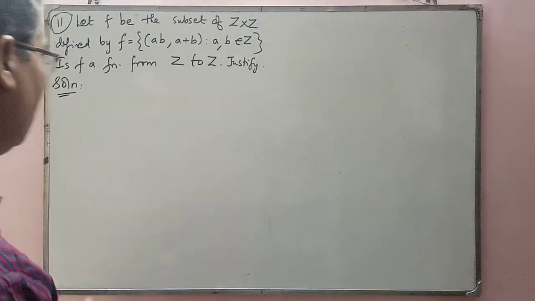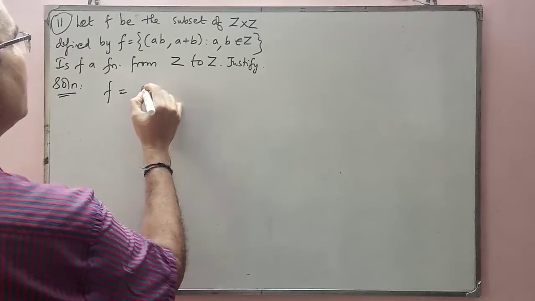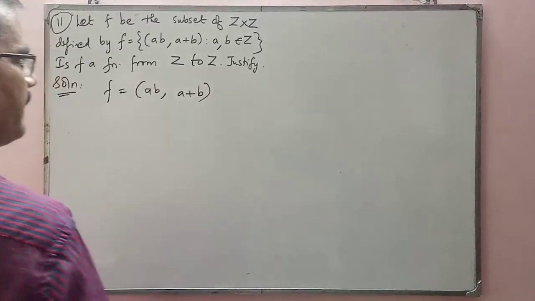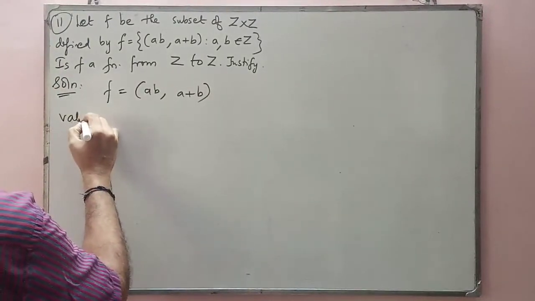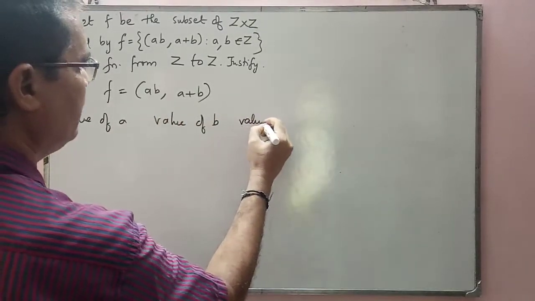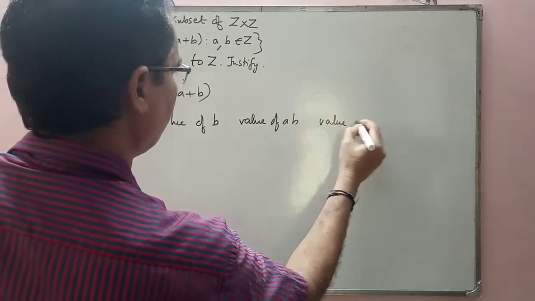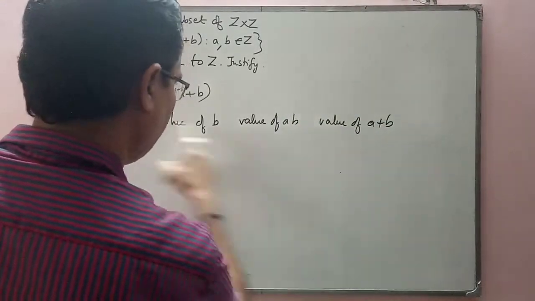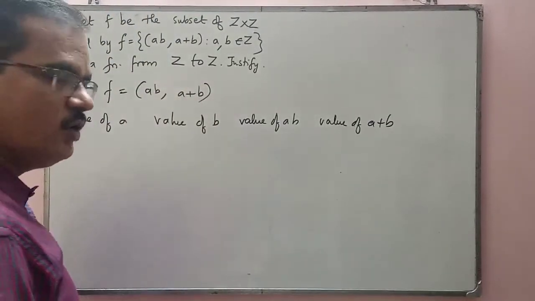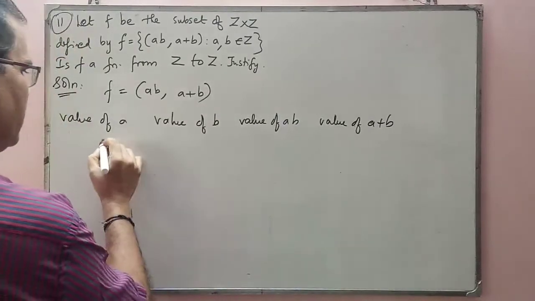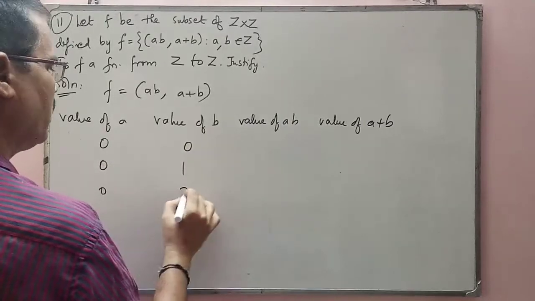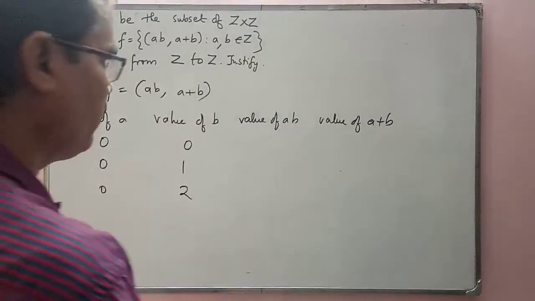Okay, now let us define the function (ab, a+b). Let us take the value of a, the value of b, the value of ab, and the value of a+b. This is our ordered pair: (ab, a+b). Now we'll choose integers. Integers means 0, plus or minus 1, plus or minus 2. It's a huge set, right? Let us take simple values: (0, 0), (0, 1), (0, 2). We'll go on with that. If it's not satisfied, we'll go for further numbers.